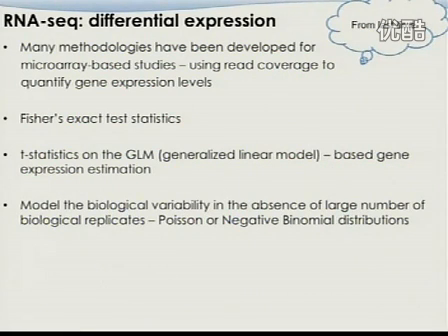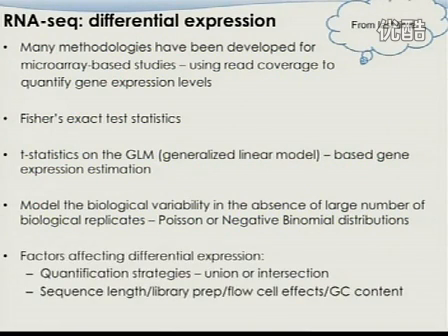And the model accounts for the biological variability in the absence of a large number of biological replicates. So if we don't have 30, 40 samples in each group, at that time we have to go back to the original distributions of the data. We know that gene expression levels for microarrays, after log transformation, roughly follow a normal distribution. But RNA sequencing data more closely follows a Poisson or negative binomial distribution. So how do we use those distribution equations to help us increase our statistical power?